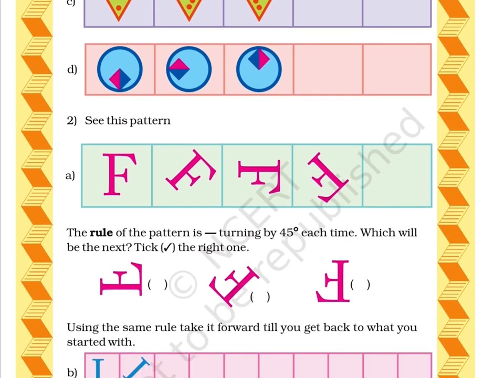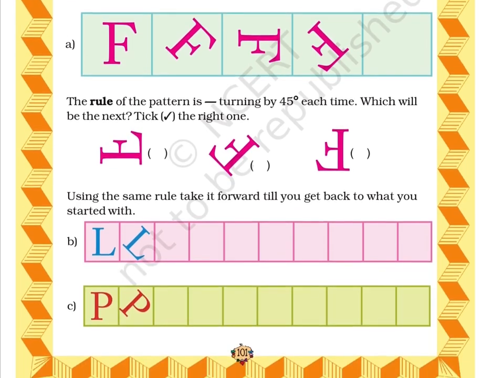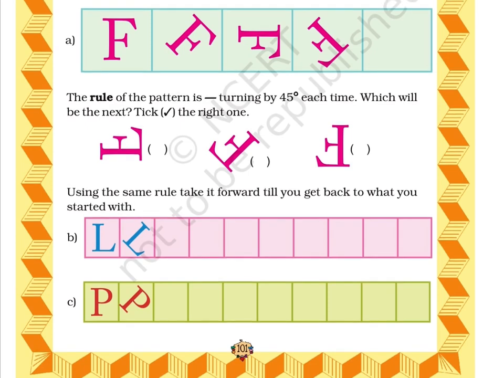The rule of the pattern is turning by 45 degrees each time. Which will be the next? Tick mark the right one. 3 different options have been given. Using the same rule, take it forward till you get back to what you started with.